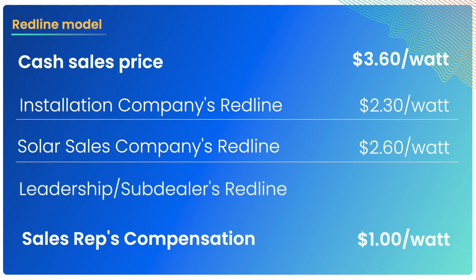Then the leadership stack or sub-dealer fixes their margin at 30 cents and they pass on a $2.90 red line to the sales rep. This represents the dollar amount below which he or she, as a rep, can't make money. Interestingly enough, in a redline model, the rep is the only one who has a variable compensation plan. So the rep will make more or less depending upon how much they sell the project for, not what it costs, because the cost is fixed. That is a redline model.